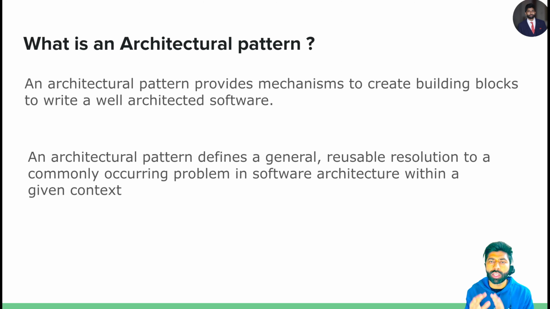Now, if I try to break down this definition into a simpler definition, a software architecture pattern defines the high-level structure of a software system. So it outlines the fundamental components, their interactions, and the overall layout of a software system. And then this software architecture pattern can be reused to build multiple software or applications.